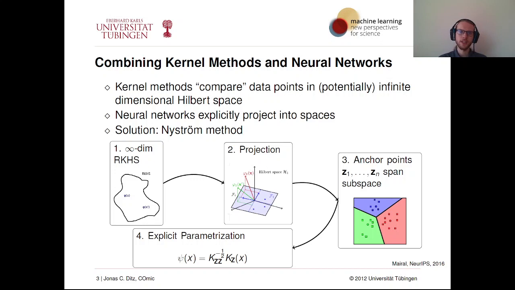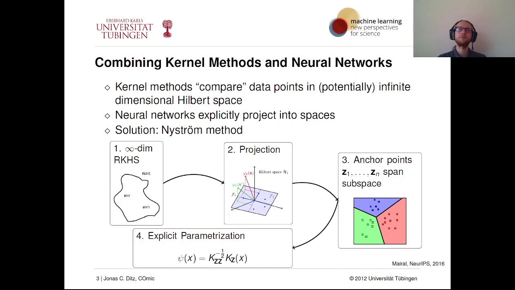This orthogonal projection preserves the distance between data points in the original space, which means that two data points that are close together in the original infinite dimensional space are also close together in the projected finite dimensional subspace. This preservation of distance secures the very fact that allows kernel methods to learn, and this method allows us to utilize learning within the Hilbert space of a kernel method in a neural network.